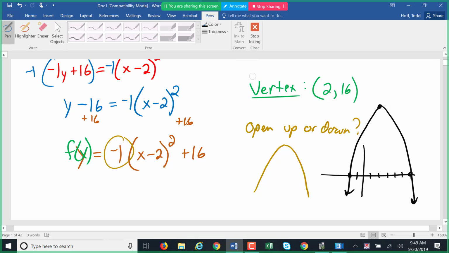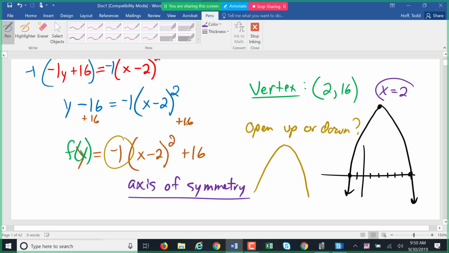If we were to ask for it, what would the equation of the axis of symmetry be here? X equals 2, perfect. There's two ways to find it. One is it is just the X coordinate of our vertex. The other way, if we didn't have the vertex, is we could take the two roots, -2 and +6, and we could average them together. -2 plus 6 is 4, divided by 2 is 2. So both of them give us X equals 2.